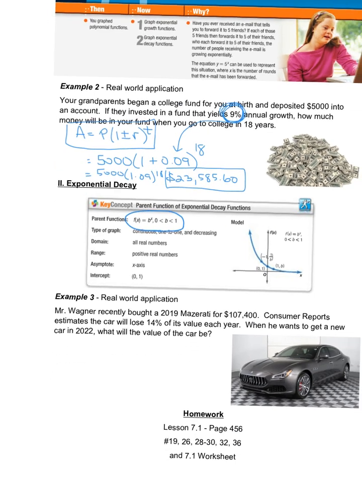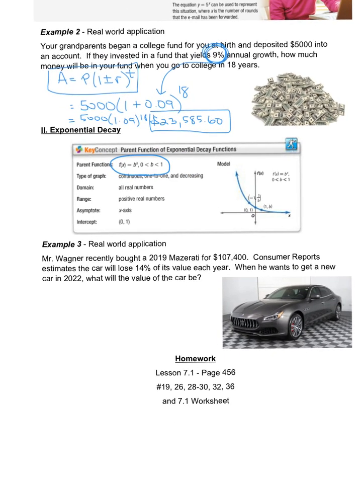So we're just going to put this to use in a word problem here. You can see my Maserati here. Totally sweet, totally affordable on my teacher's salary. I just bought one, 2019 Maserati. 107.4 was the base price. I put some extras in it, but I'm not going to tell you how much I spent on those. But Consumer Reports estimates that car values lose 14% of their value each year. All right, so cars, not a good investment. Homes, good investments. Okay. When I want to get a new car in 2022, what will the value of my car be? What am I going to get for my trade-in, essentially?